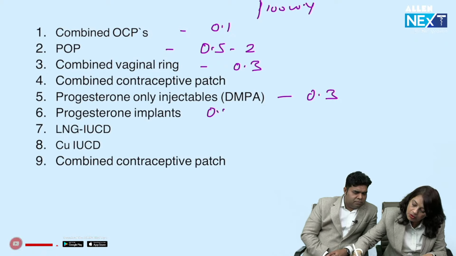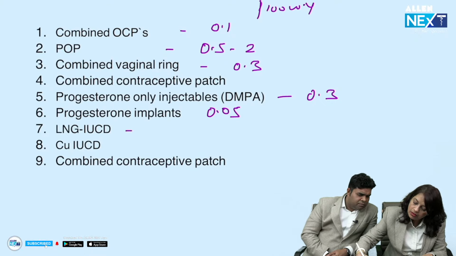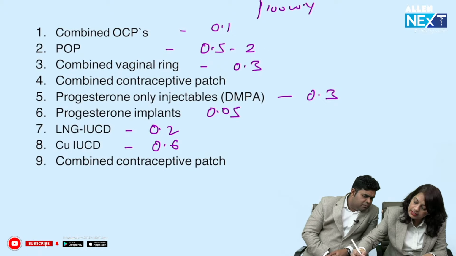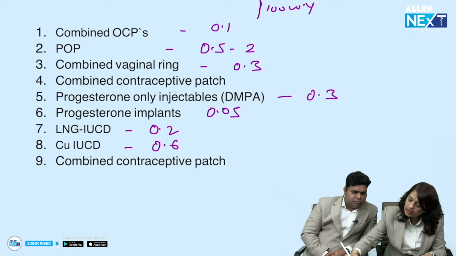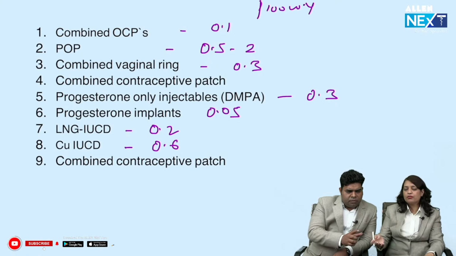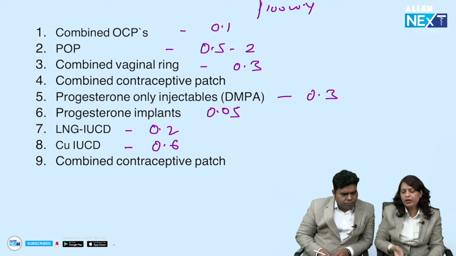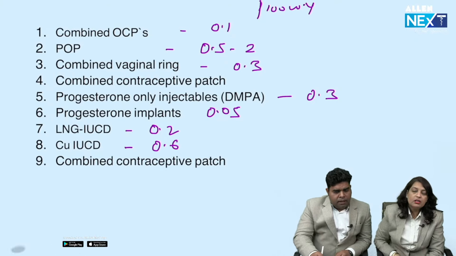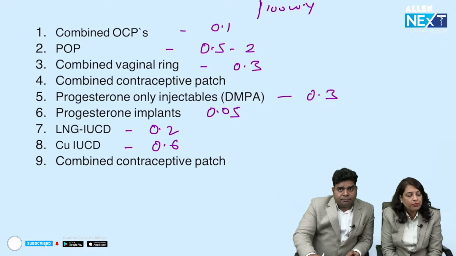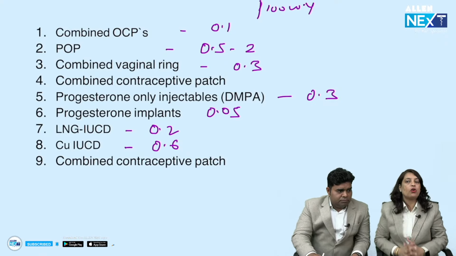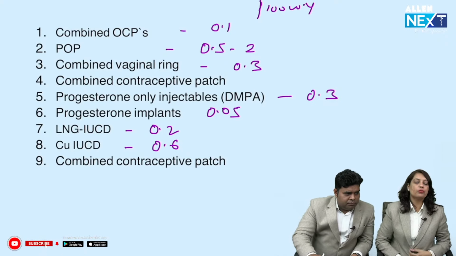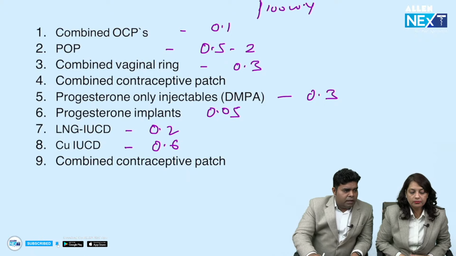Then subdermal implants 0.05, LNG IUCD 0.2, copper IUCD 0.6, and this combined patch, like we have to check it, it is almost less than 0.5. So these are some of the important failure rates of various contraceptive methods that you should be knowing.